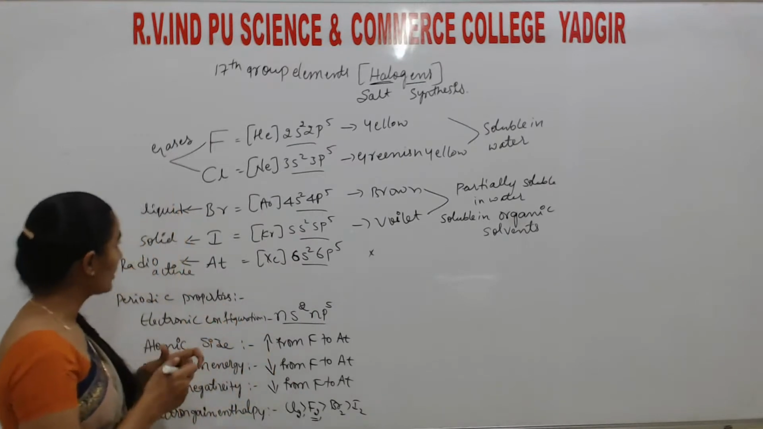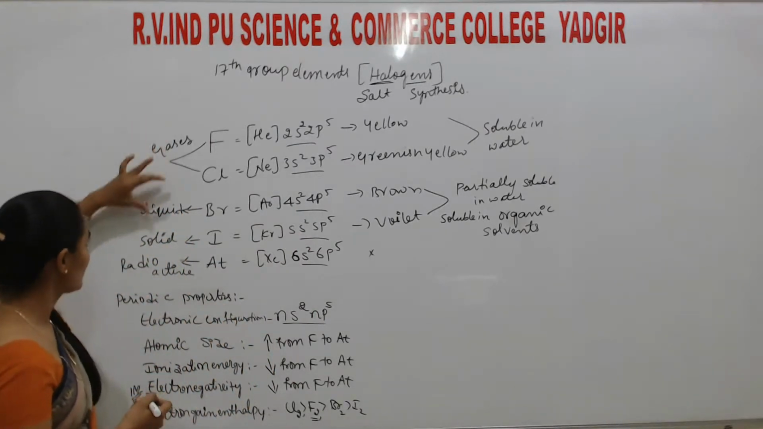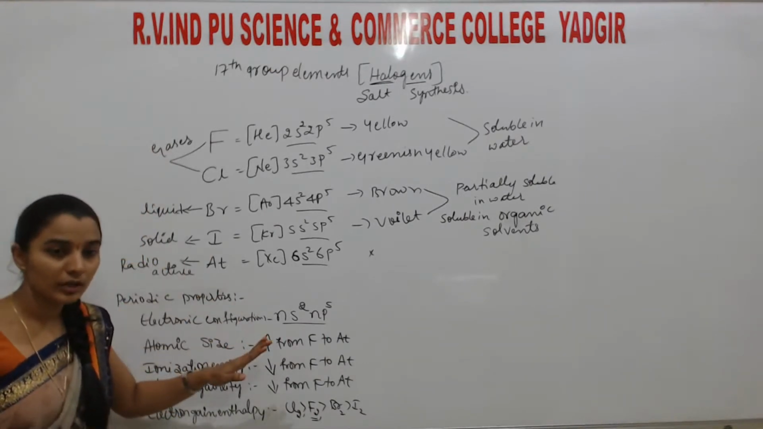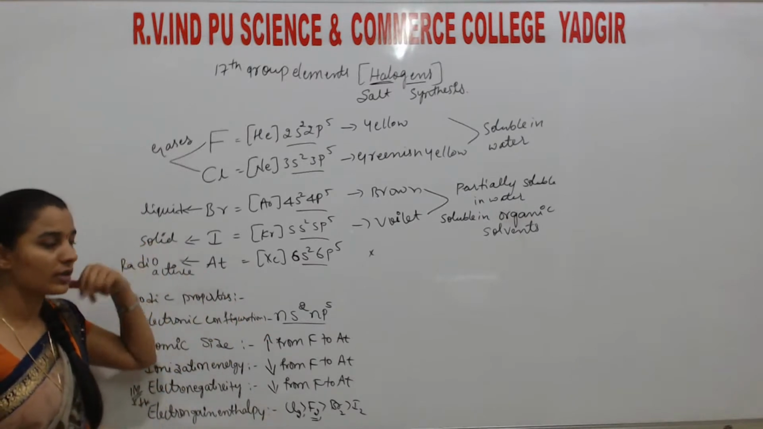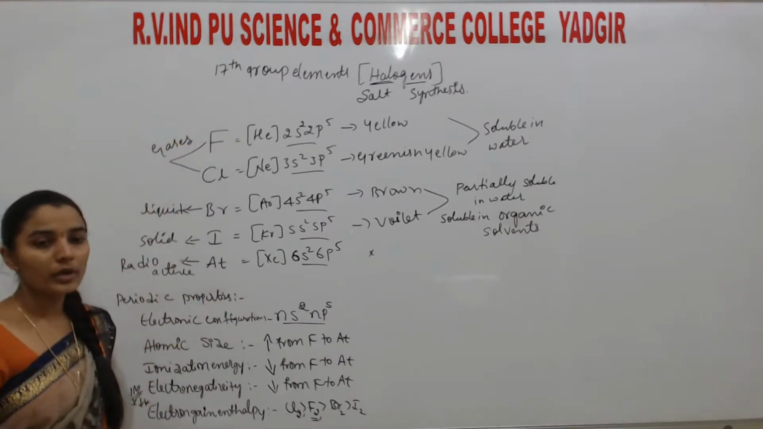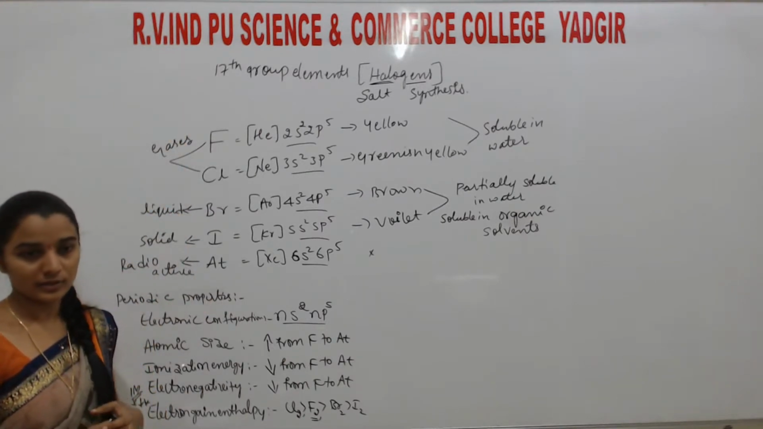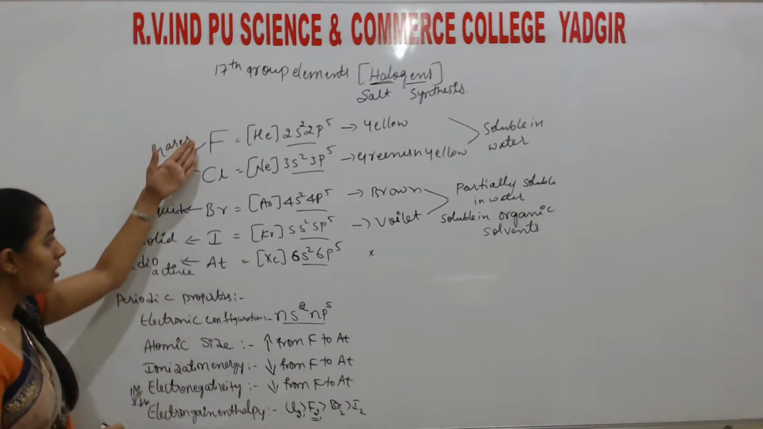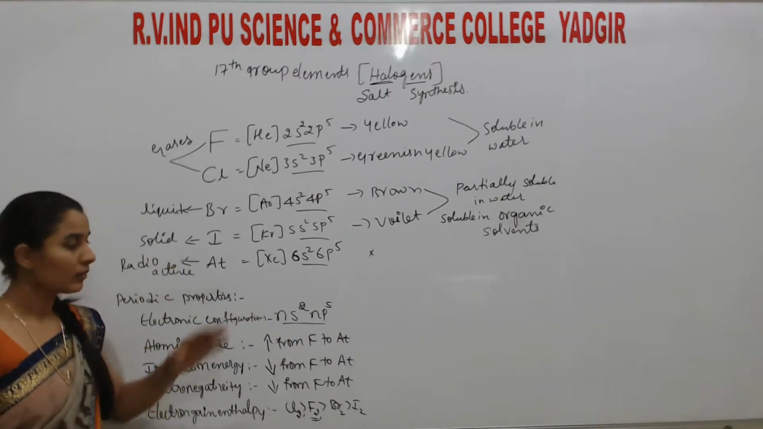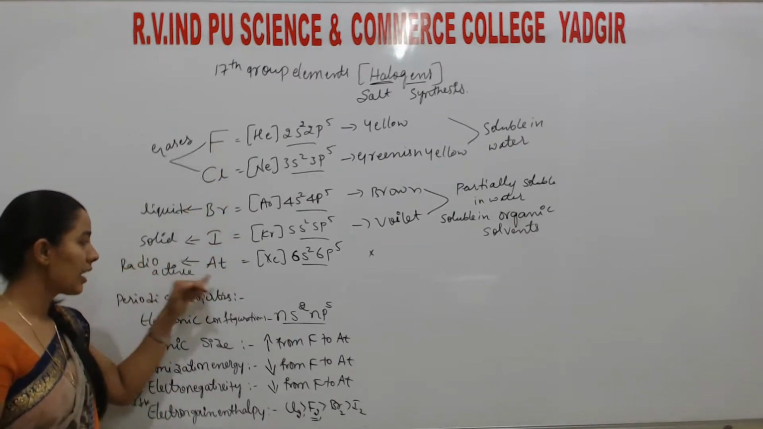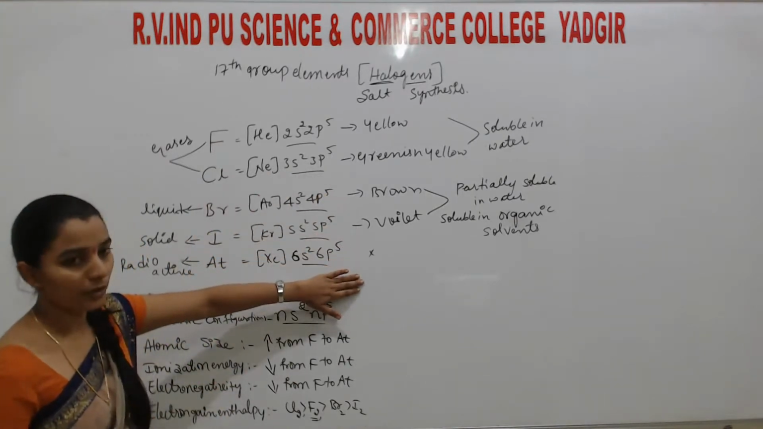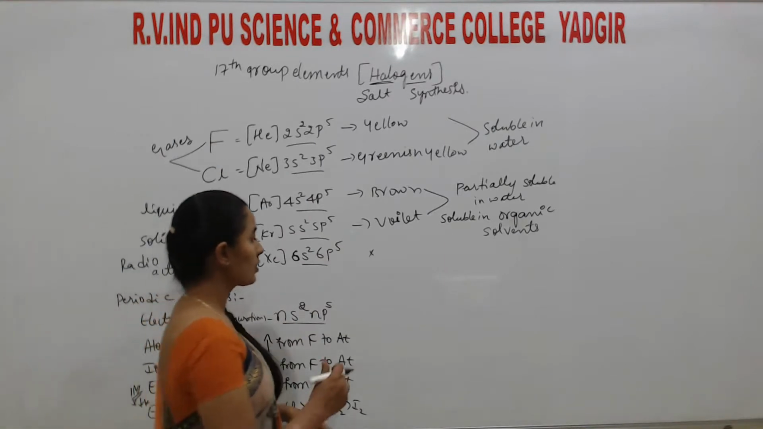If we consider boiling point, students, listen. These two are gases, this is a liquid, and this is a solid. A solid has a high boiling point because it must first convert into liquid, and later boil and convert into gas. Gases have a low boiling point. So along the group, the boiling point and melting point increase. All the elements present in the halogens are non-metals. This is another physical property. Next, we come to chemical properties.